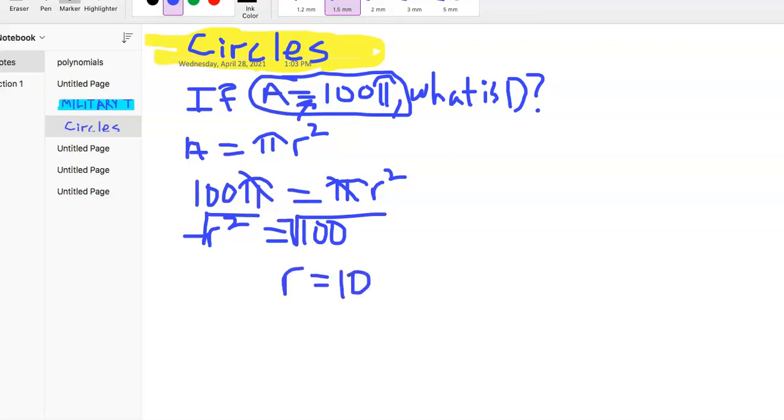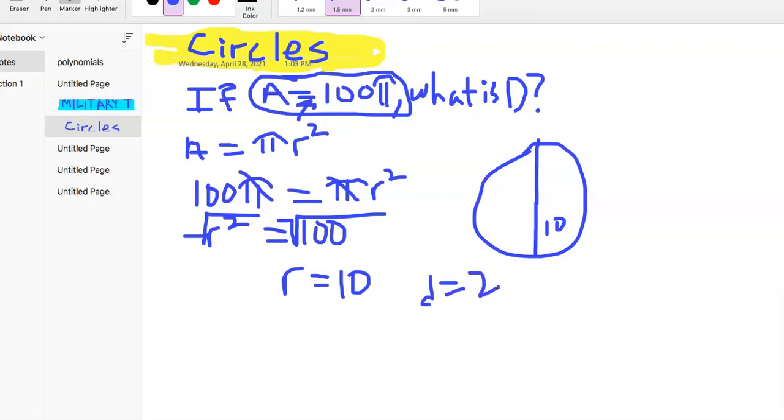Okay, but they asked for diameter. So when you have a circle, radius is half, so that would be radius right there, which would be 10. But diameter is the whole thing. So diameter is twice as long as radius, always. And because of that, we know 10 times 2 is 20. And so the diameter is going to be 20. And that's our answer. Okay, so that's how we do that one.